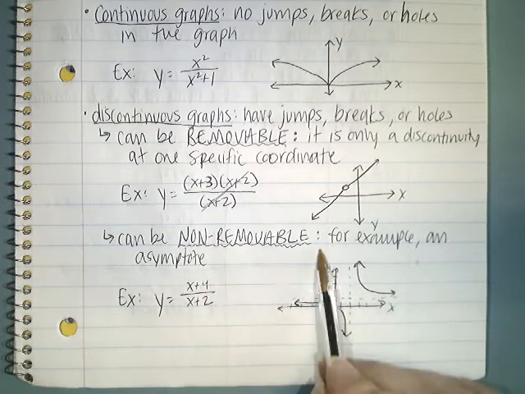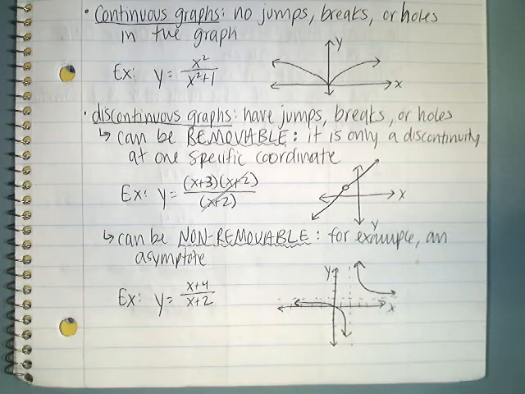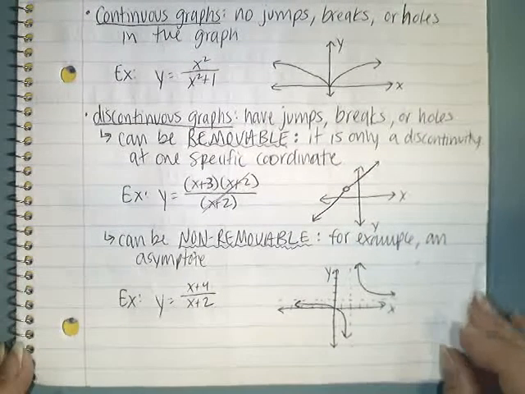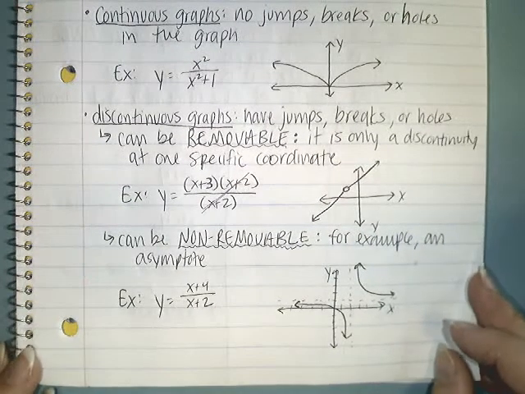This graph has a non-removable discontinuity because it has two asymptotes here. There's no way we can cancel them out in this equation. There's no way around them. So those are non-removable discontinuities. So I'm going to flip the page to go on to the next part of what we're doing today.